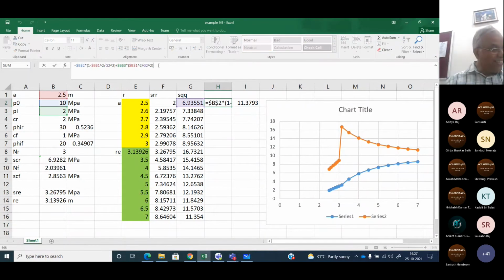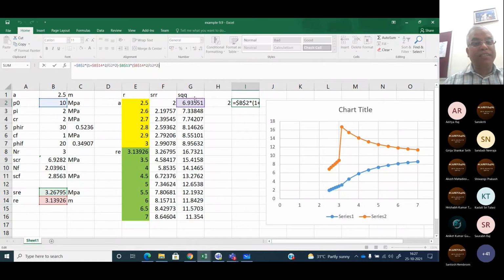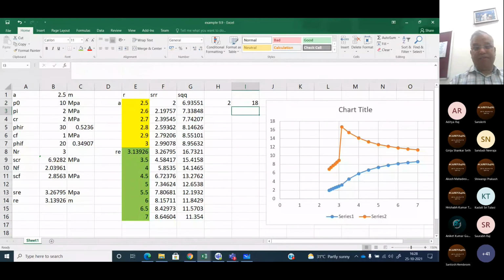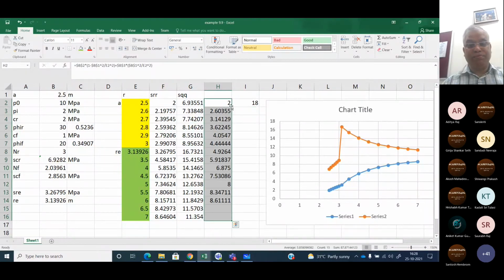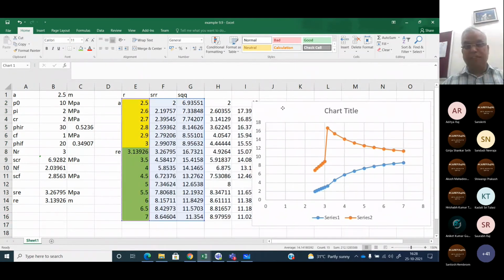P naught 1 plus A square by R square. This would have been 2, and this would have been, that means normal elastic. Now I overlap, then you will see.